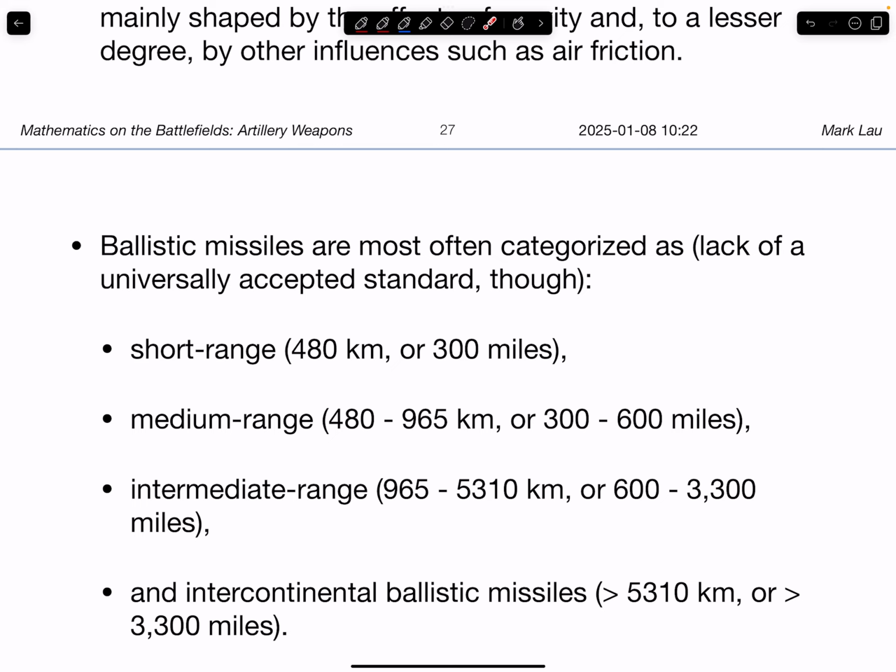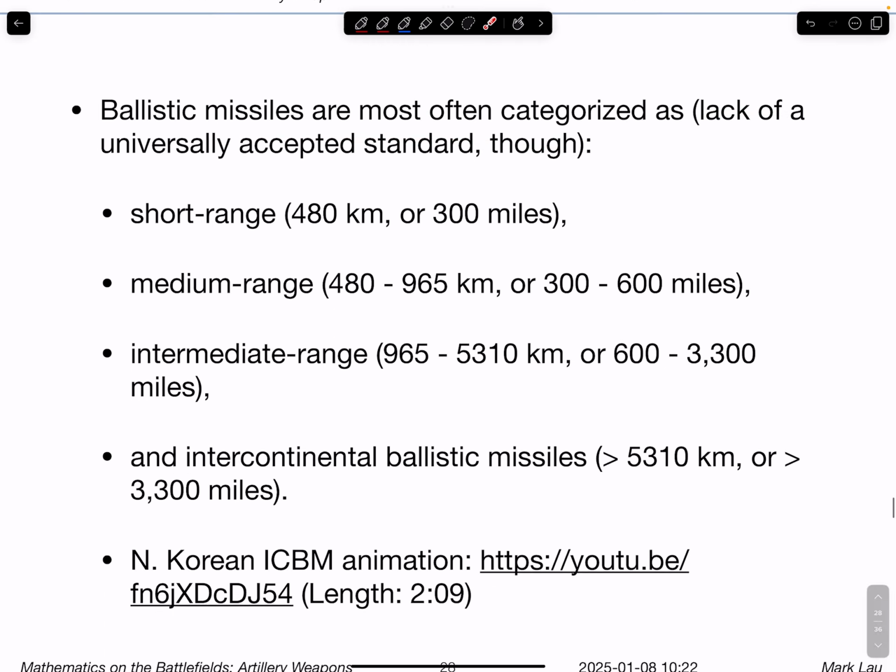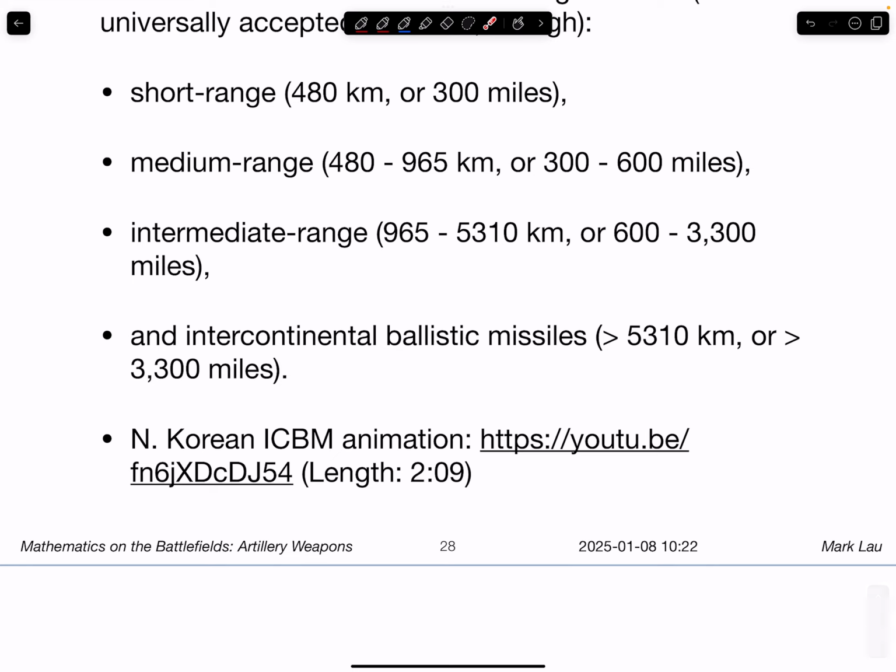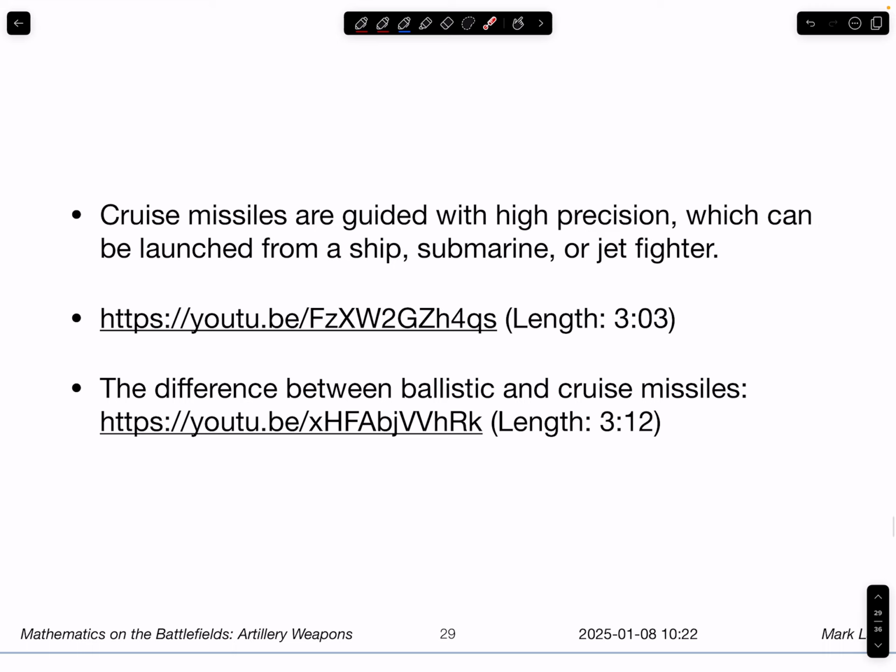Ballistic missiles are most often categorized as short range, medium range, and intermediate range, though there is a lack of universally accepted standard. So, do I have to memorize the ranges? I don't think so. Okay, anyways.